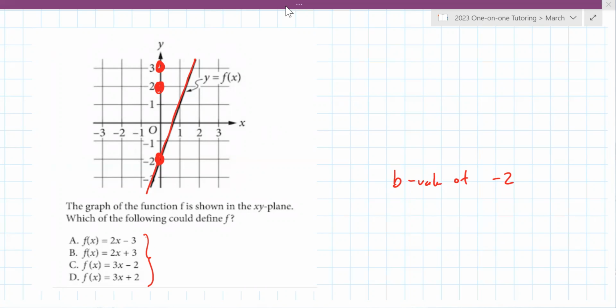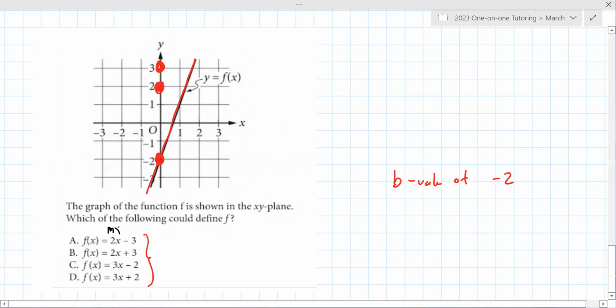So let's go one at a time here. Mx plus b. So for answer A, tell me the slope and the b value for this first one. What's the slope and what's the b value? Of letter A, the first one. M is 2. Good. It's the number in front of x. What's the b value? -3. Good. Let's do it for the second one. What's the slope?